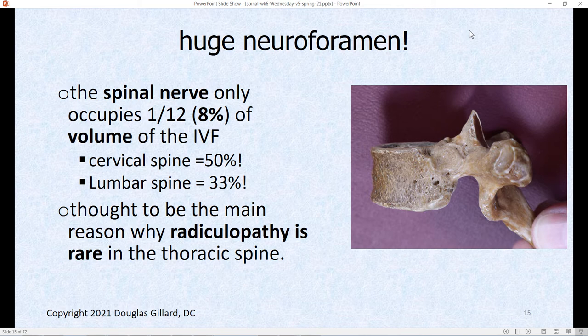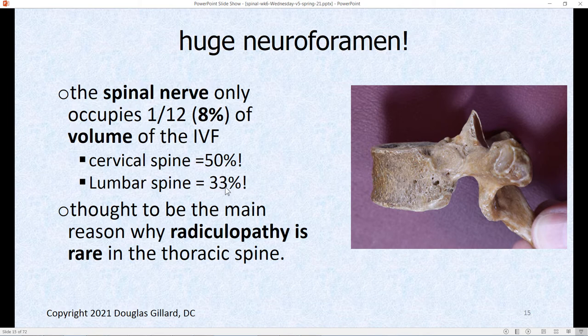Oh, here's the little statistics thing. So the spinal nerve only occupies about 8% of the volume of the IVF. In the cervical, it's a 50% volume. That's why bone spurs or these uncinate process spurs or superior articular process spurs, they don't have to be very big to poke the nerve and cause pain down the arm. Whereas you can have a big bone spur in the IVF of the thoracic spine. And because there's so much wiggle room, the nerve has plenty of room to run away from the bone spur. The ratio is 33% in the lumbar spine.